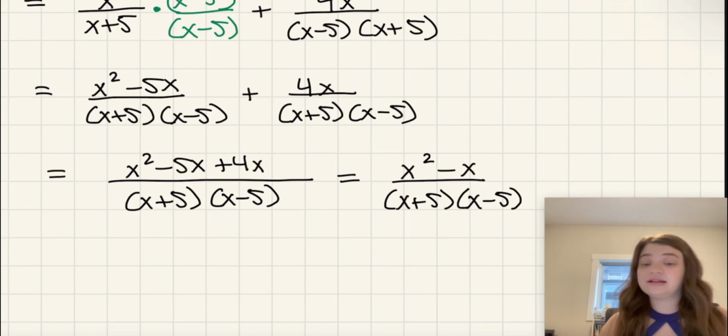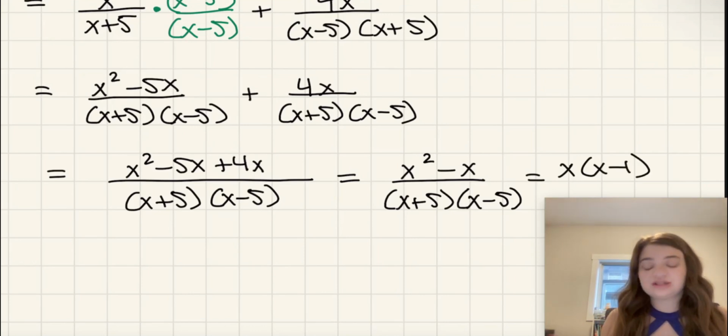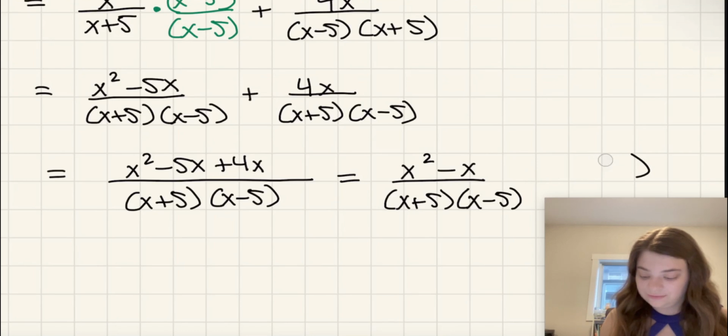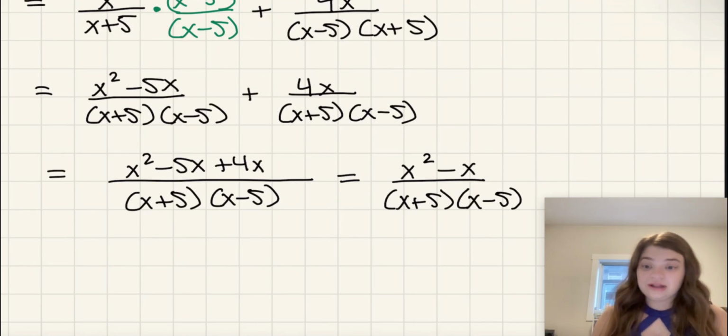In this case, technically, we could factor the numerator. We could say, well, the numerator actually is x times x minus 1. That would be true, but it's not like that would actually help us any further. So we can actually stop here for that reason. So that's our final answer.